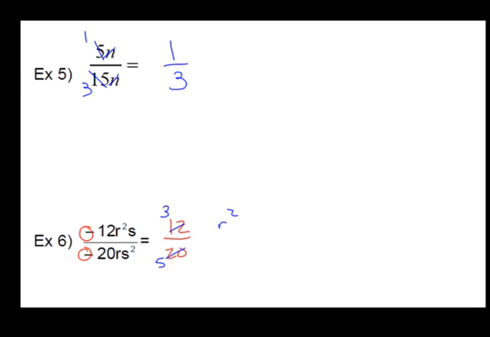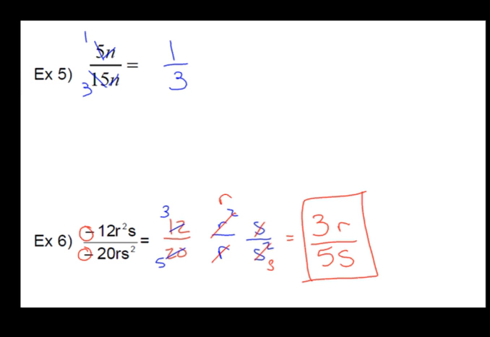Here I have r squared over r. I got more on top than I have on bottom. So I'm going to cross this out, and this leaves just 1r on the top. Next I have s over s squared. I have more on the bottom than I have on the top, so I can cross this out, leaving s. So my final answer will be 3r over 5s. And we're done.